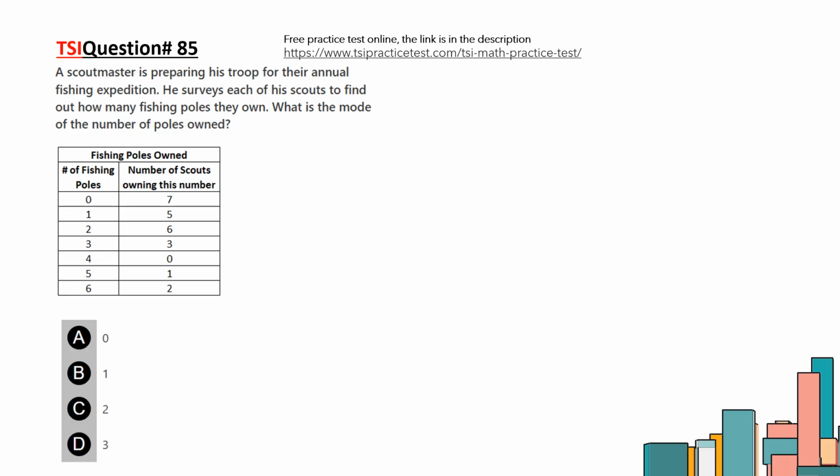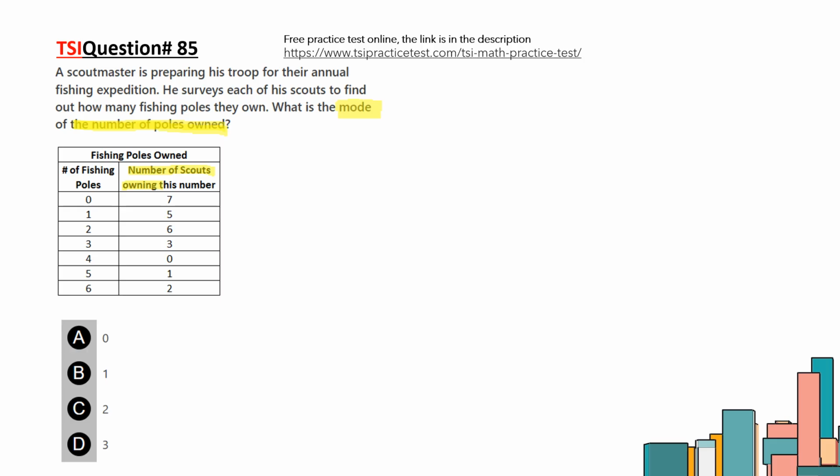So what we have here is the mode. The mode means the frequency that happens the most. Okay, so we have the mode of the number of poles owned. So we have the number of scouts owning the poles. So that is how we're looking at it.